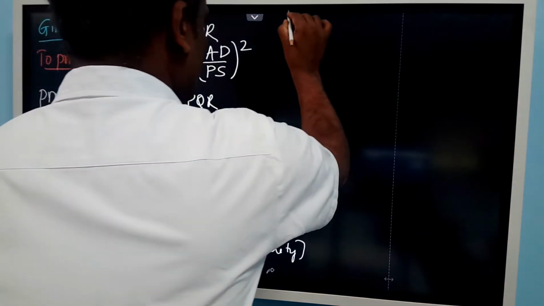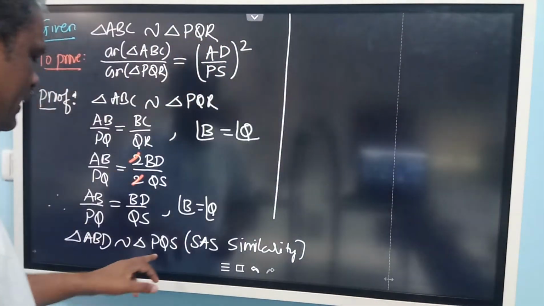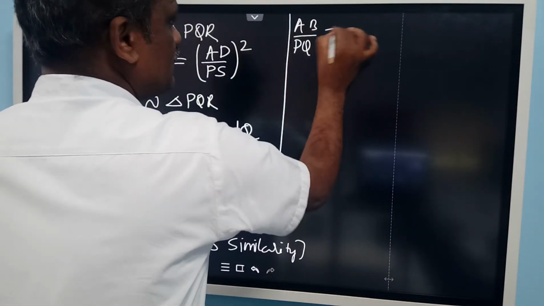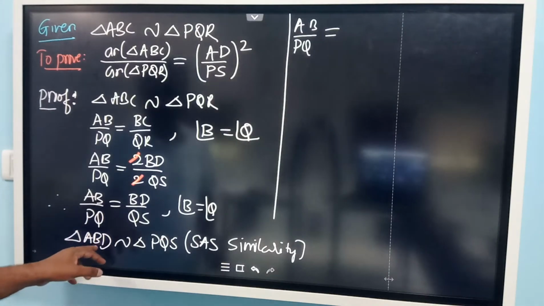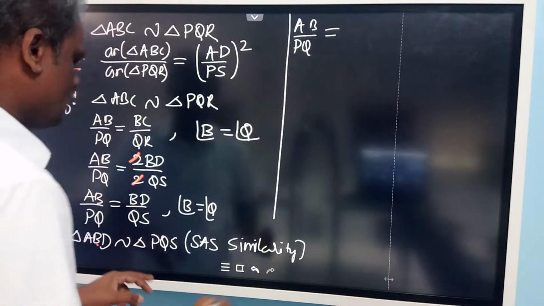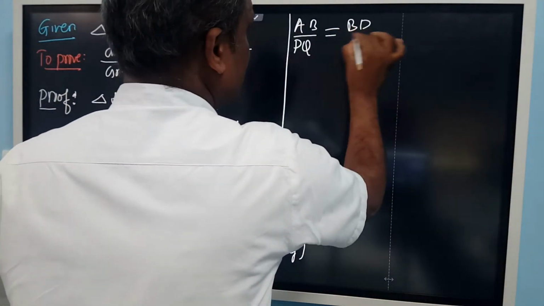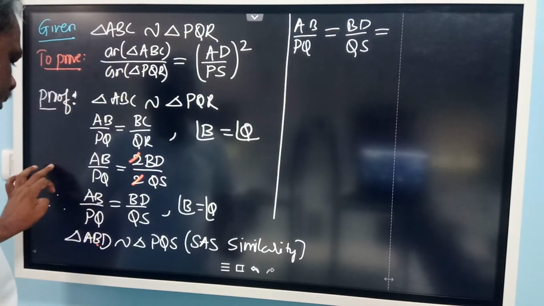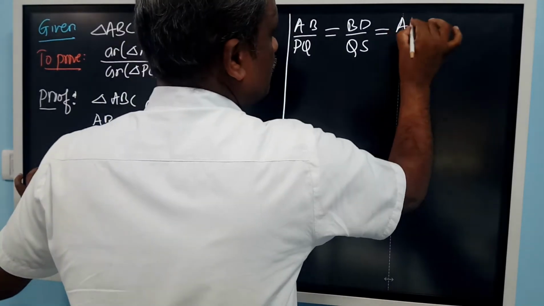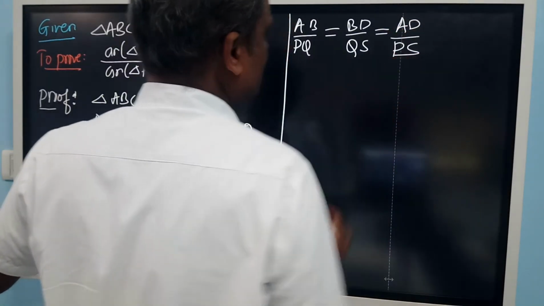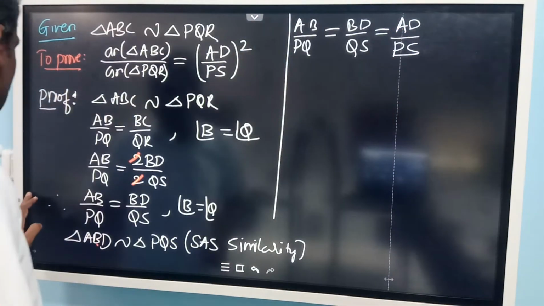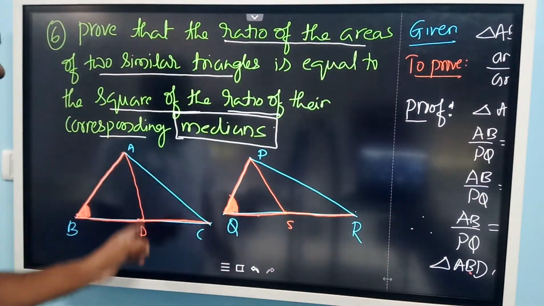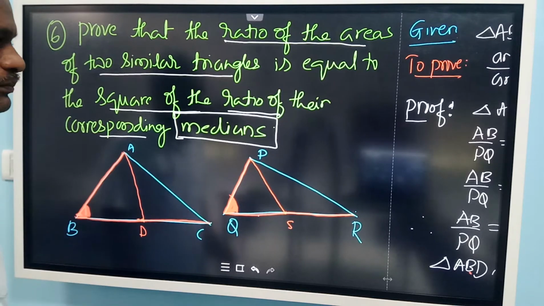So what are the things we can write here? AB by PQ is equal to BD by QS, and it is also equal to AD by PS. See, all the three sides are proportional here. So AB by PQ, BD by QS, and AD by PS we have taken.